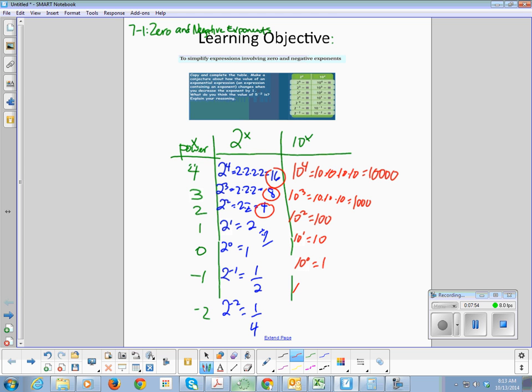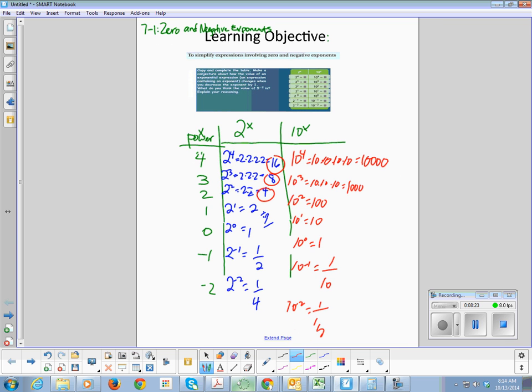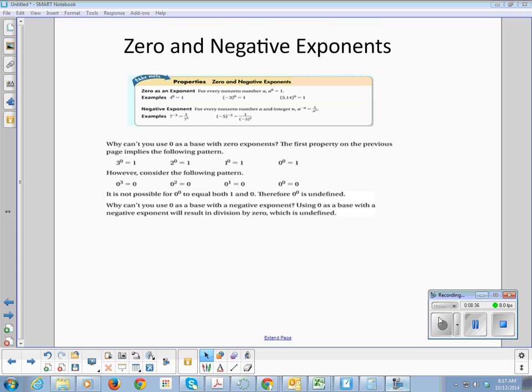So what about 10 to the negative 1? If we follow the same pattern as the 2s and continue to divide by 10, what should 10 to the negative 1 be? One tenth. Perfect. And then 10 to the negative 2 is 1/100.